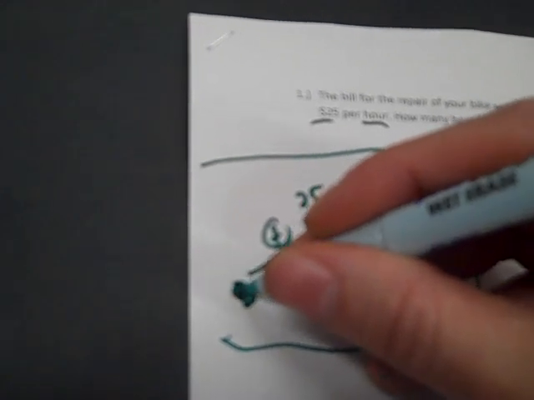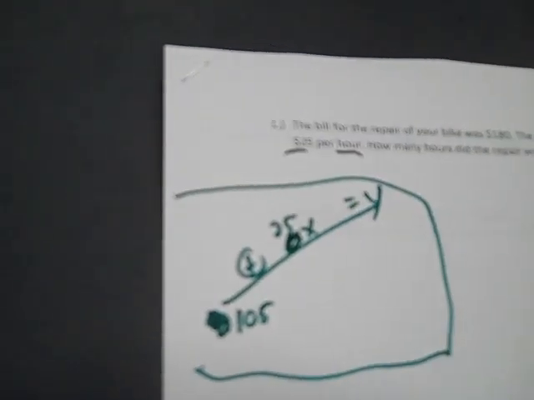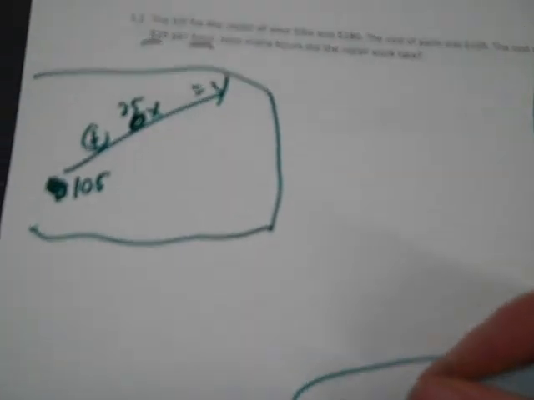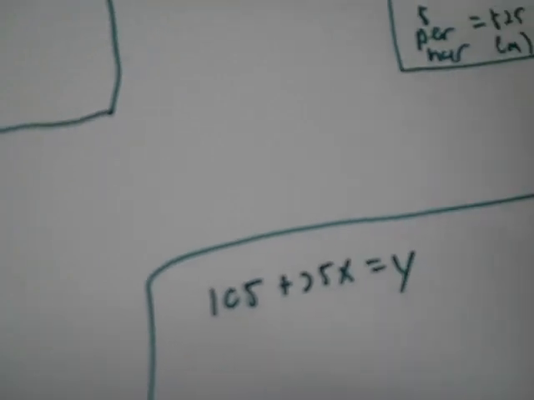Okay, so M is 25. And then before the $25, you had to pay for your part, which is 105. So your B is 105. No formulas needed, and you have to say that's your equation for the cost: 105 plus 25x equals y.